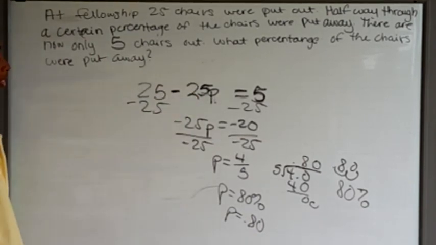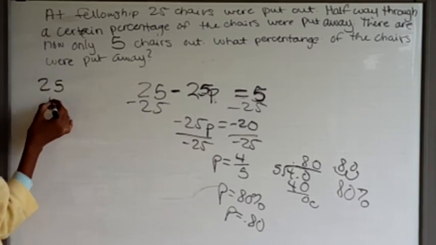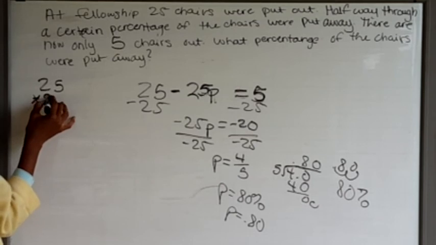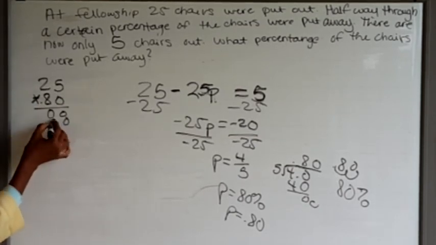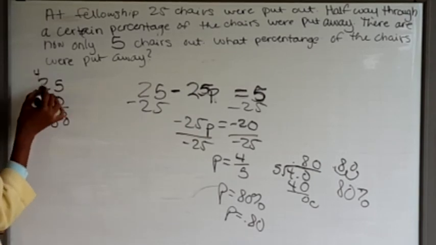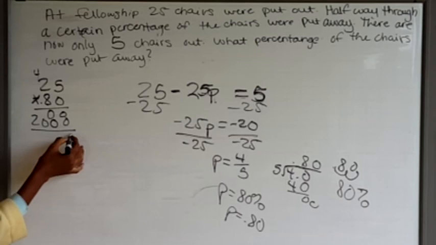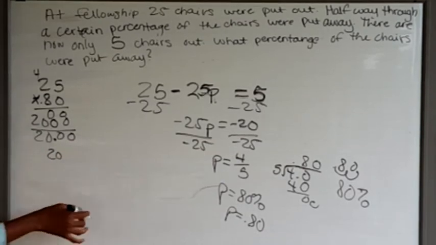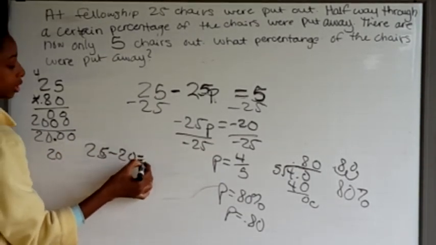So we do that math. If we take 80% of 25, we have 2 decimal places, so we put it here, so that's 20. And so 25 minus 20 equals 5.